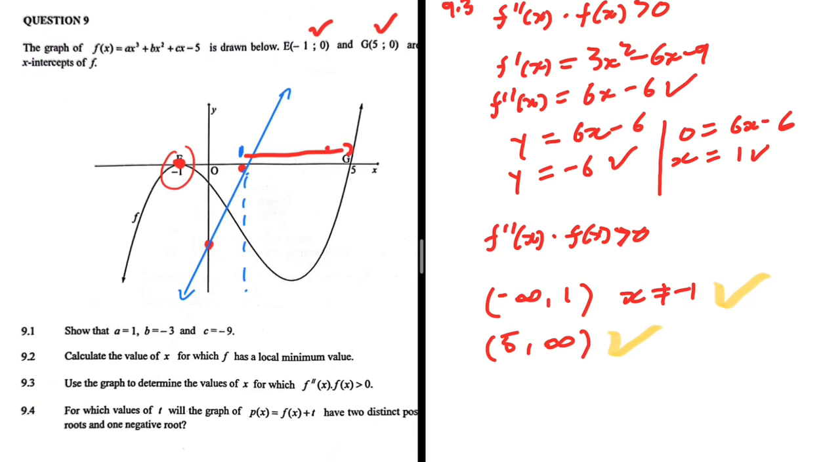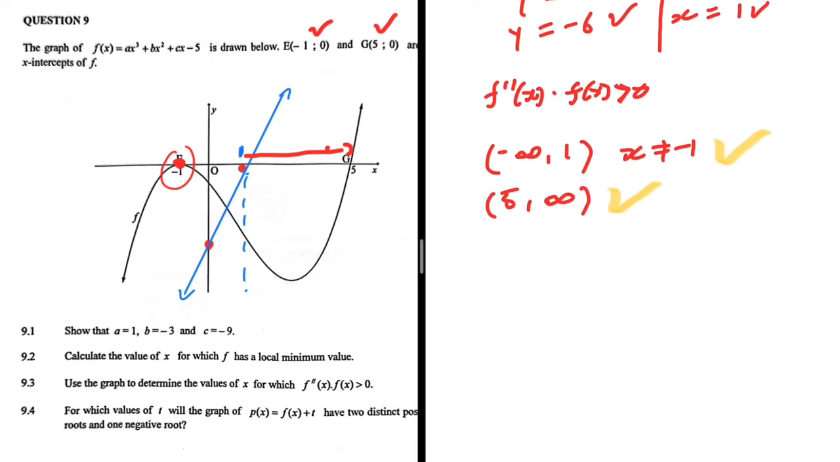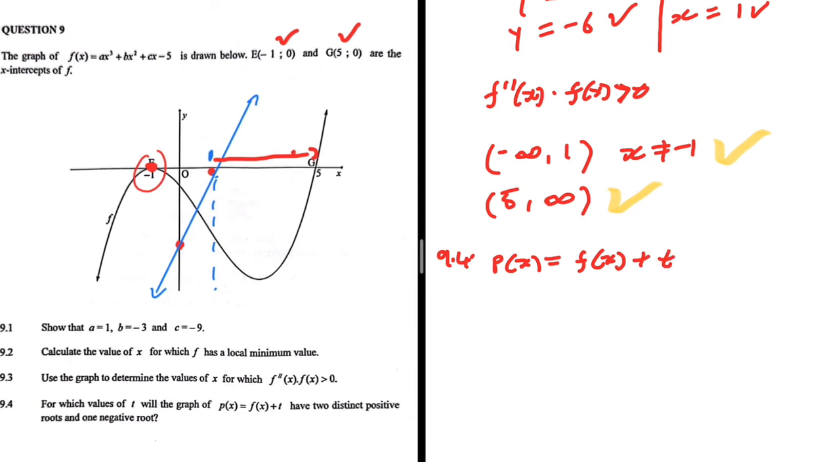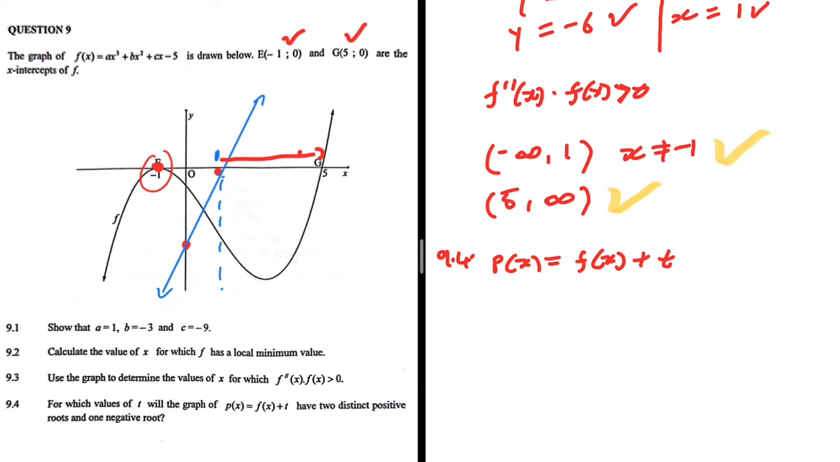Let's go ahead and do 9.4. So in 9.4, let's take a look. For which values of t will the graph of p of x equals f of x plus t have two distinct positive roots and one negative root? We solved a problem like this a couple of years ago. I think 2 years back or 3 years back. Can't remember. I've been doing this for some time now. But let's go ahead and take a look and see what is happening here.